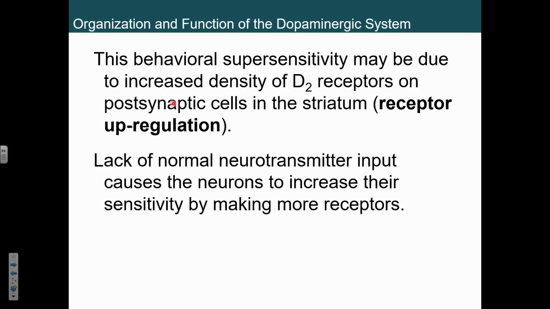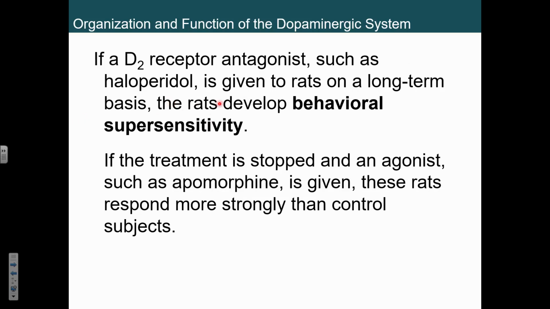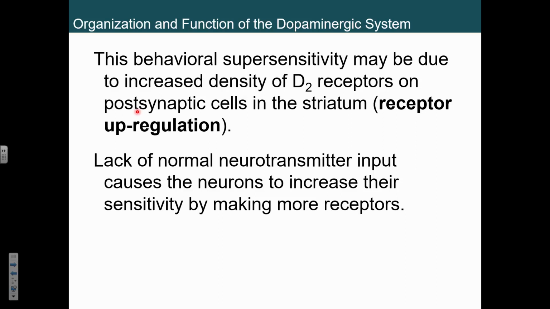Now this is sort of interesting. So if you continue to give someone, like haloperidol, for example, give it to these rats for a long time, they develop behavioral sensitivity, right? So that's kind of interesting. And the sensitivity is due to them sort of upregulating their D2 receptors, so they're increasing the number of autoreceptors, right?